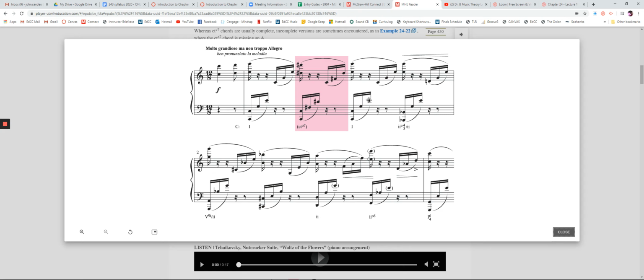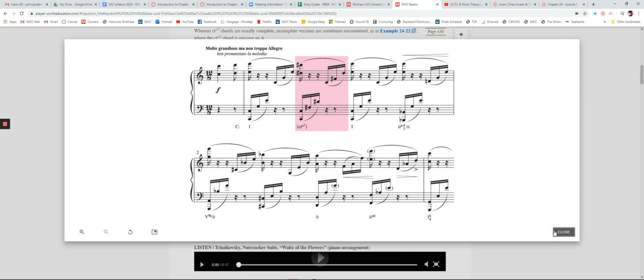Here's the third of C major. What's it going to be approached with? Half step. Let's find the fifth. Here's the fifth of C major. What's it going to be approached with? Half step. F sharp to G. Here's the D sharp. Here's the F sharp again.